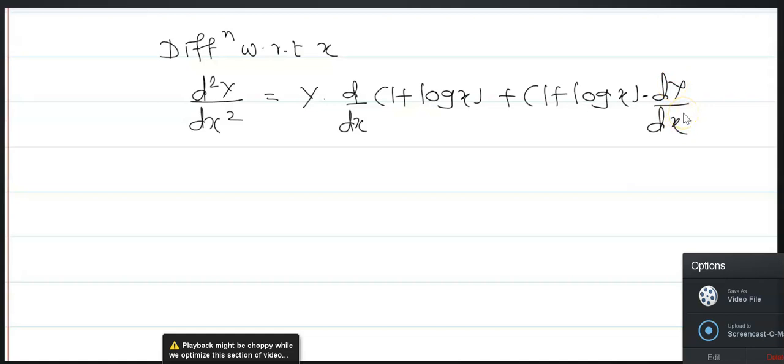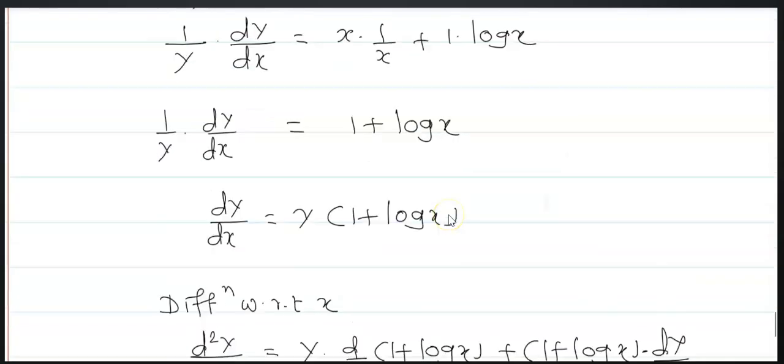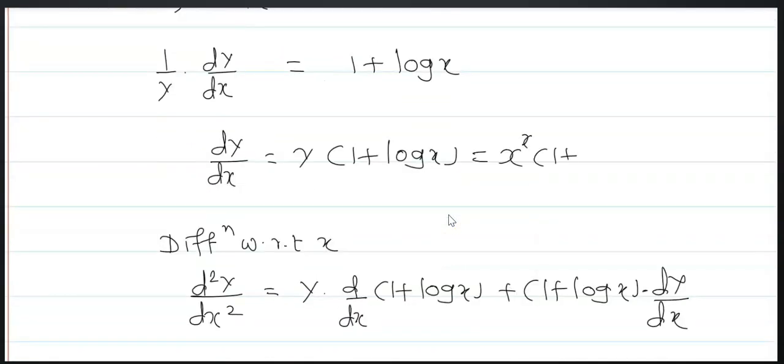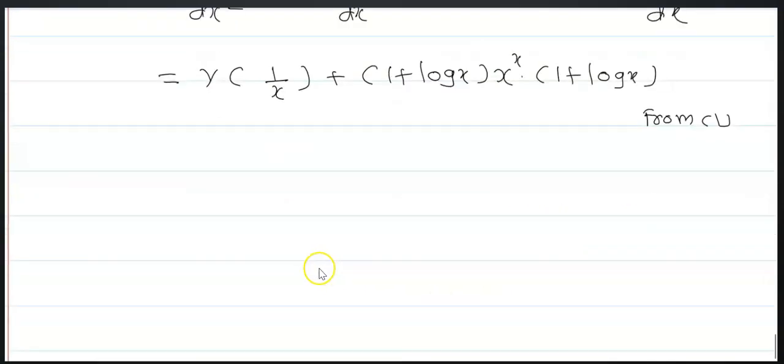The value of dy by dx is y into in bracket 1 plus log x. But what is y? Y is x raised to x. Now see this here: y in bracket d/dx of 1 plus log x. The derivative of 1 is 0, log of x is 1 upon x. Next bracket 1 plus log x. Substituting its value, that is x raised to x, the value of dy by dx, x raised to x in bracket 1 plus log x. From 1, now what is there? That is y upon x, plus x raised to x in bracket 1 plus log x bracket square.